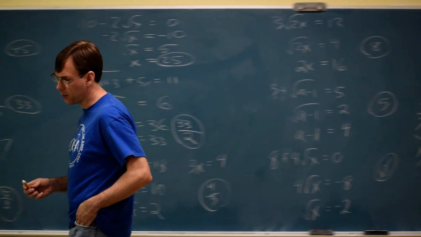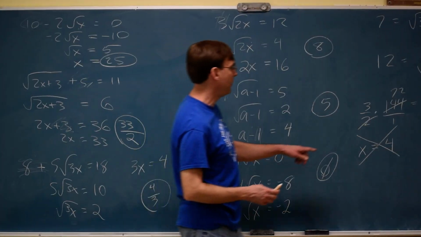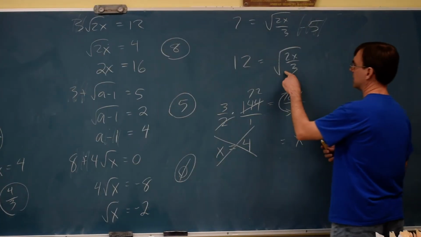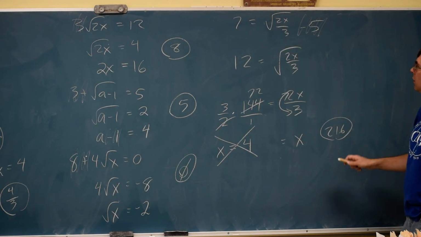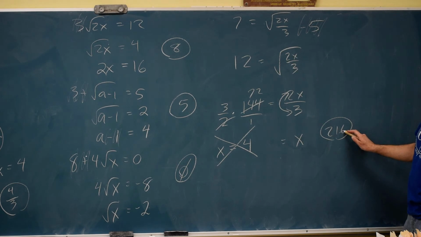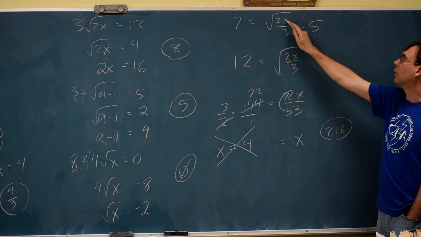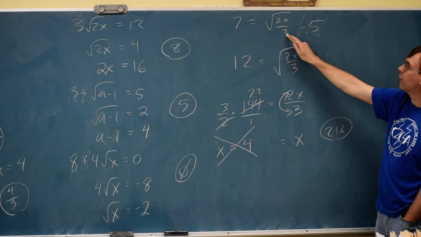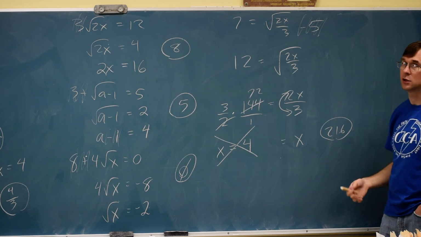Let me check my paper and make sure. Yeah, I'm good for that. I just wanted to make sure I didn't copy that and be messy, that the root was covering the whole fraction, which it was. So we're good there. We can check that one. 216 times 2 is 432. 432 dividing by 3 is 144. Rooting 144 is 12 minus 5. It is 7. That does work, and we're good.